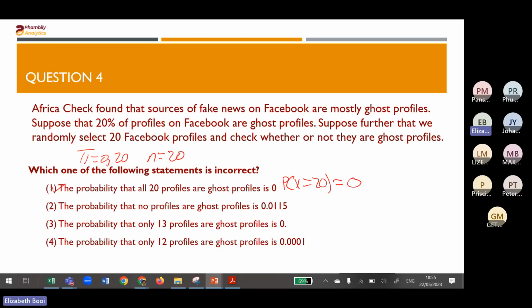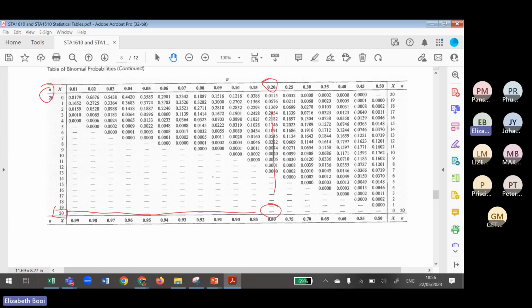Number 2, the probability that no profiles are ghost. What is no profile? No profile is 0. So what are they asking? Find the probability that X equals 0. You go to the table. We have defined our n and our probability of success. All we need is n of 20, and X of 0, which will be 0.0115.